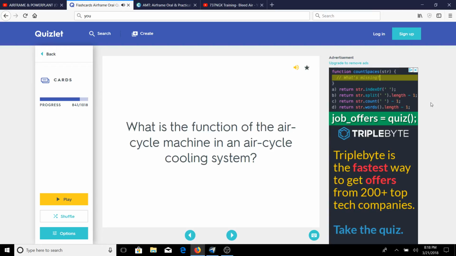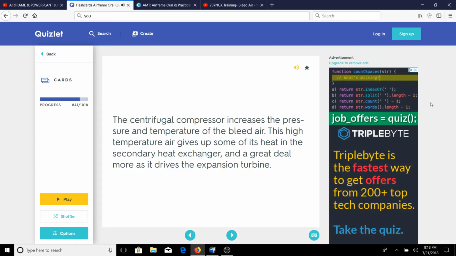What is the function of the air cycle machine in an air cycle cooling system? The centrifugal compressor increases the pressure and temperature of the bleed air. This high temperature air gives up some of its heat in the secondary heat exchanger and a great deal more as it drives the expansion turbine.